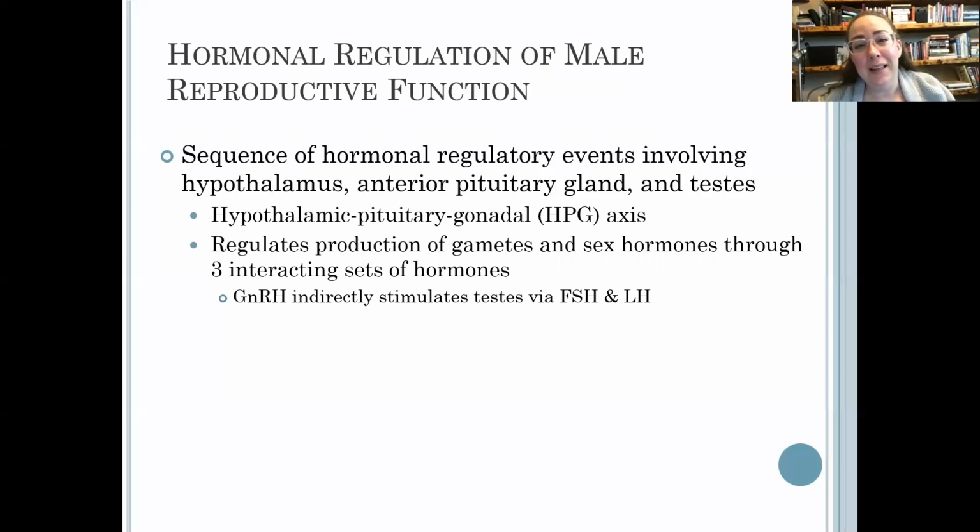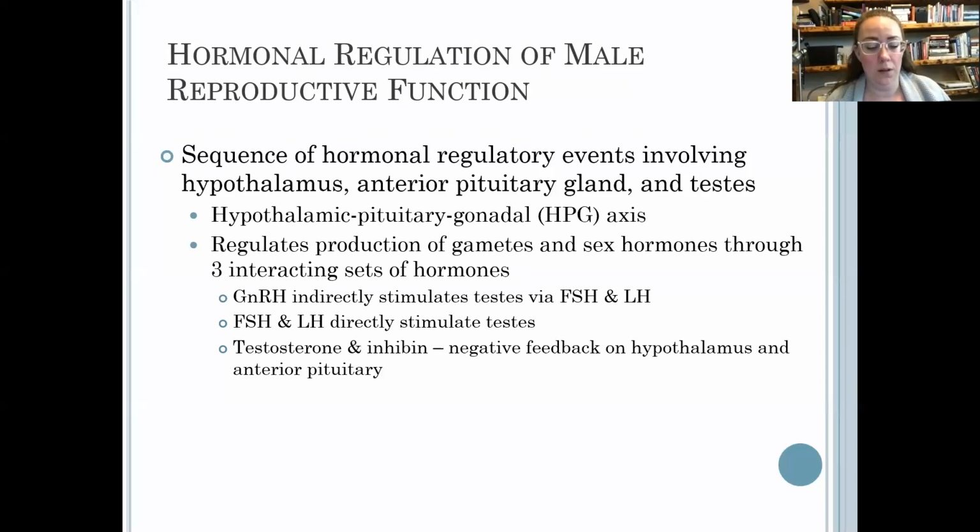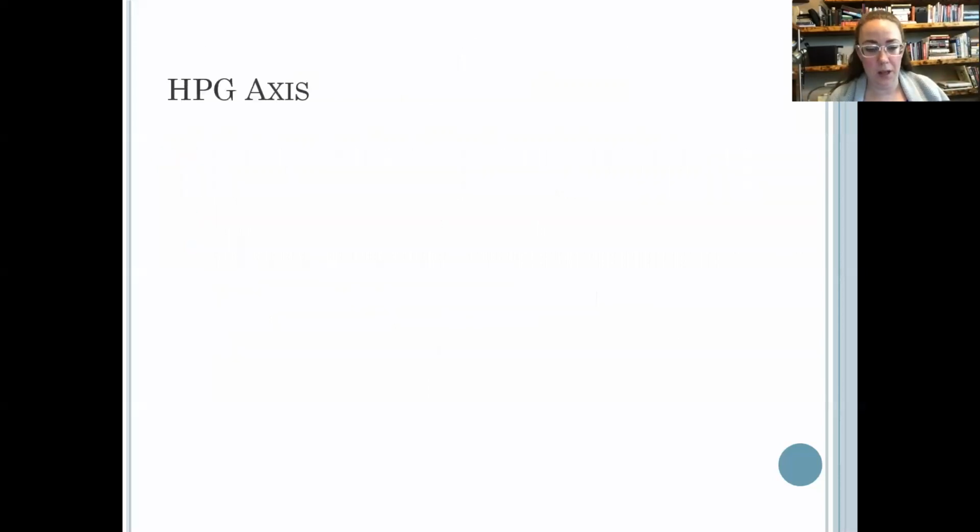And so it indirectly stimulates the testes via luteinizing hormone and follicle stimulating hormone that come in from the anterior pituitary. Those two hormones talk directly to the testicle and tell it to make hormones. And then one of those hormones that is made is, of course, testosterone. And inhibin both, they feed back and turn off the HPG axis. So there's not just an overloading amount of these hormones around all the time.